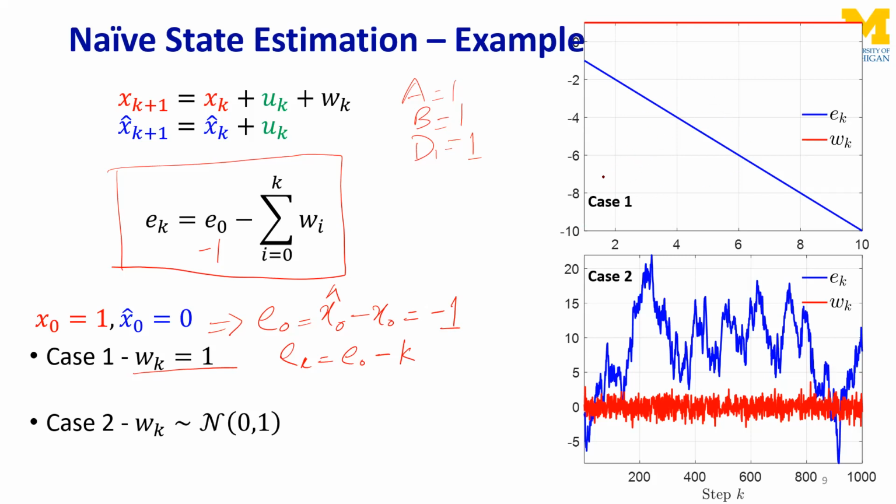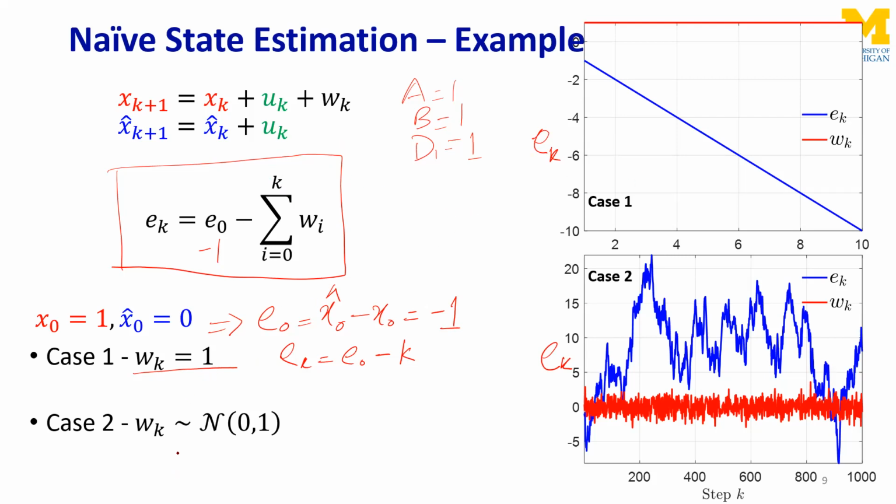I didn't put the y labels, but this is showing Ek for 10 steps. And you see Wk is constant and Ek is going down. Ek growing in the negative direction means that your state estimate is getting further and further away from your true state. So this method actually doesn't work if the noise is constant.